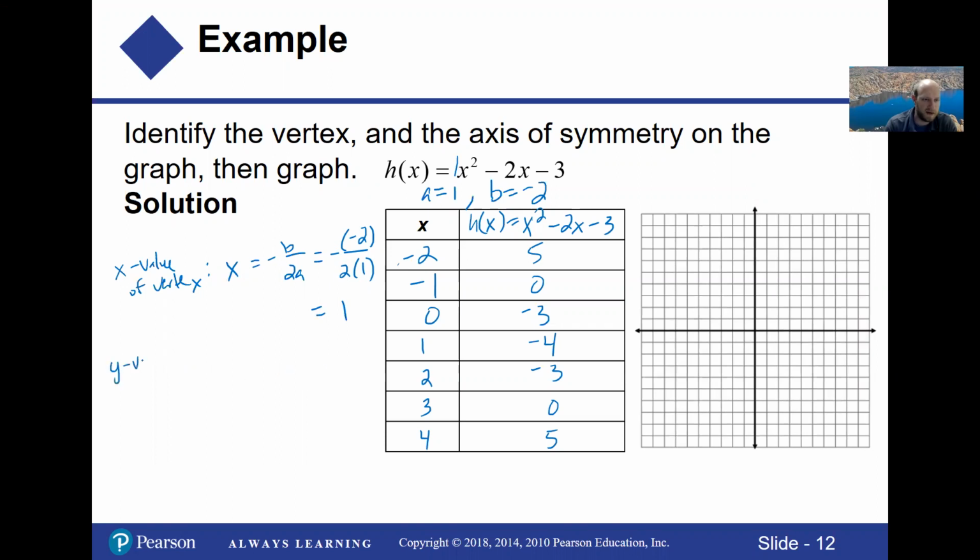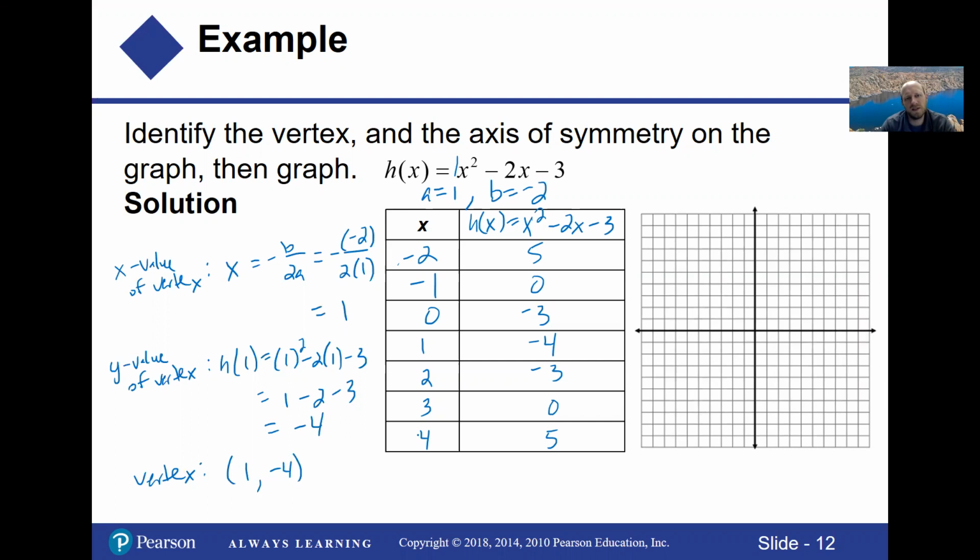And then the y value of the vertex is equal to, well, I'm going to substitute. So h of 1. I'm going to plug in 1 everywhere that I see an x. That's going to give me 1 minus 2 minus 3, which is negative 4. So the vertex is at 1, negative 4.